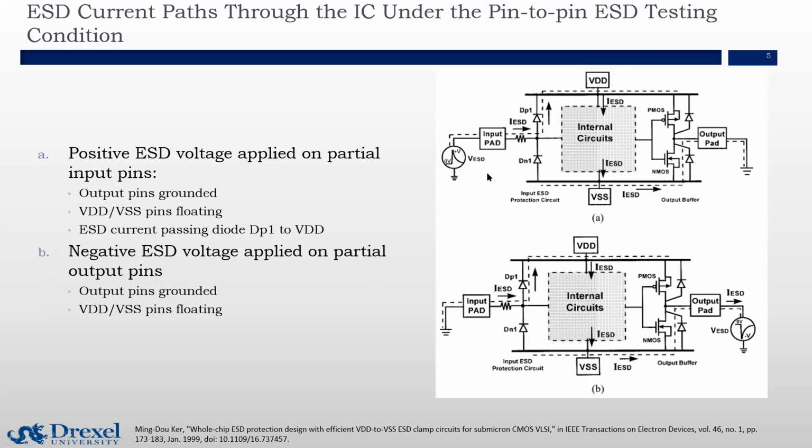So you can see the difference between the two is that we apply a positive voltage on the input pad, or we apply a negative voltage on the output pad. And the ESD current is flowing through the diode on the top to the VDD when we apply a positive voltage, or the ESD current is passing through the diode on the bottom to the output pad when we apply a negative voltage.